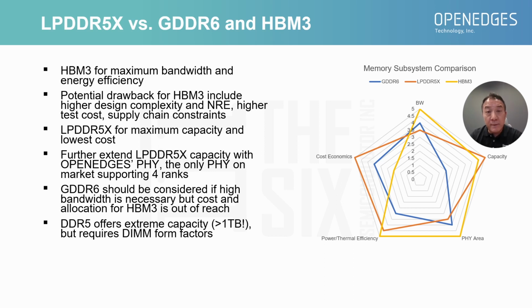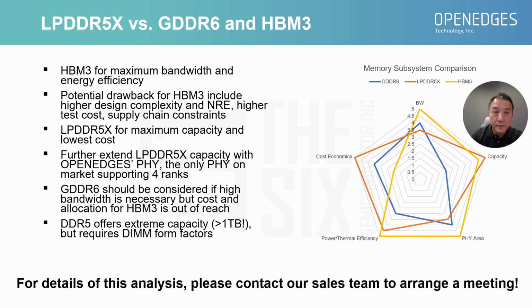So to the right, we have a spider chart comparing the 3 different memory subsystem types based on 5 different metrics that system designers would consider. Here, we're looking at the memory bandwidth and capacity, the PHY area, power efficiency, which also translates to thermal efficiency, as well as a cost implication. So this is just a one-page conclusion summary of our comparison. For details of this analysis, please contact our sales team to arrange a more in-depth meeting.